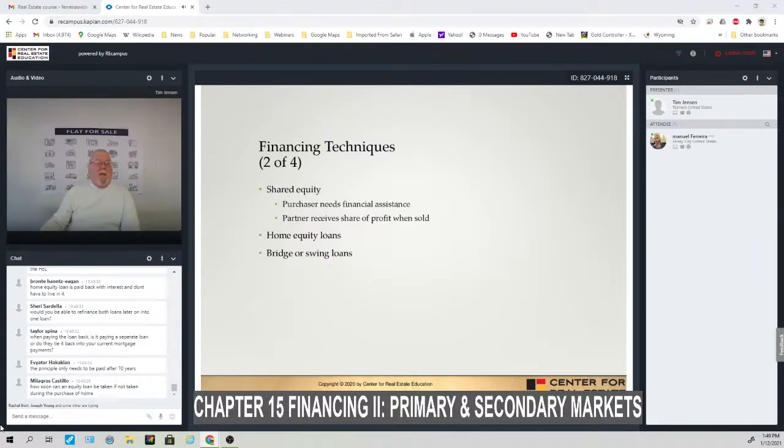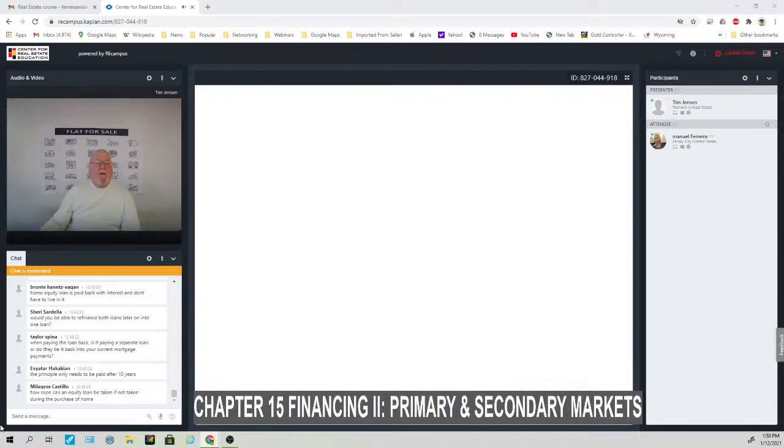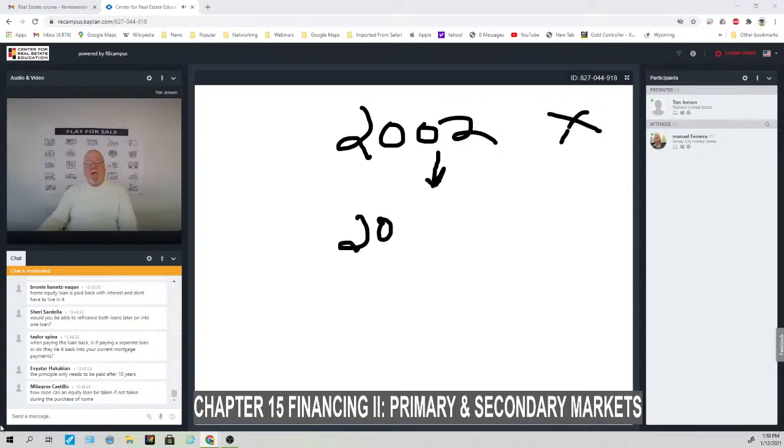Let me tell you, hold on, guys. I'm going to moderate here for a minute. So in 2002, home values were at X. From 2002 through 2007, the values skyrocketed to be X, X, X, X. It was unbelievable. People were realizing 30, 40, 50% increases in value year after year.